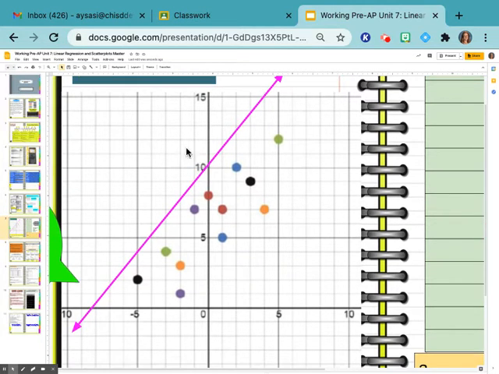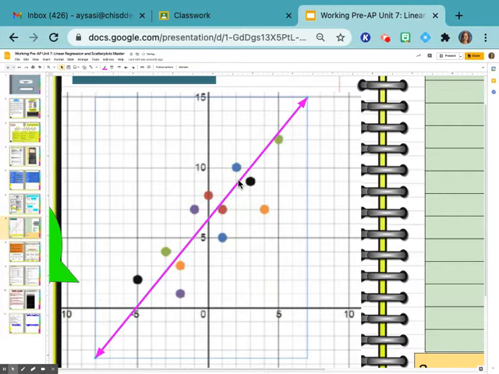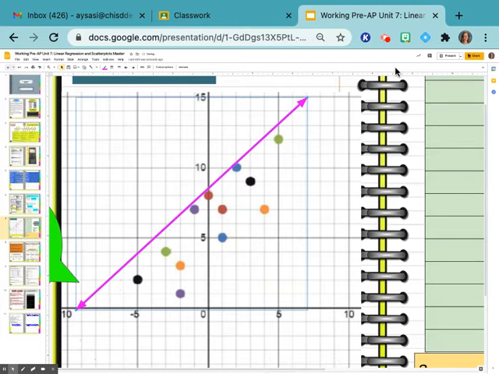So whenever you do a line of best fit, you want it to fit within the data, and you want it to be the same direction. So we know that this is positive, so it's going uphill. And if we do something like this, drag your line around until you find the general direction.